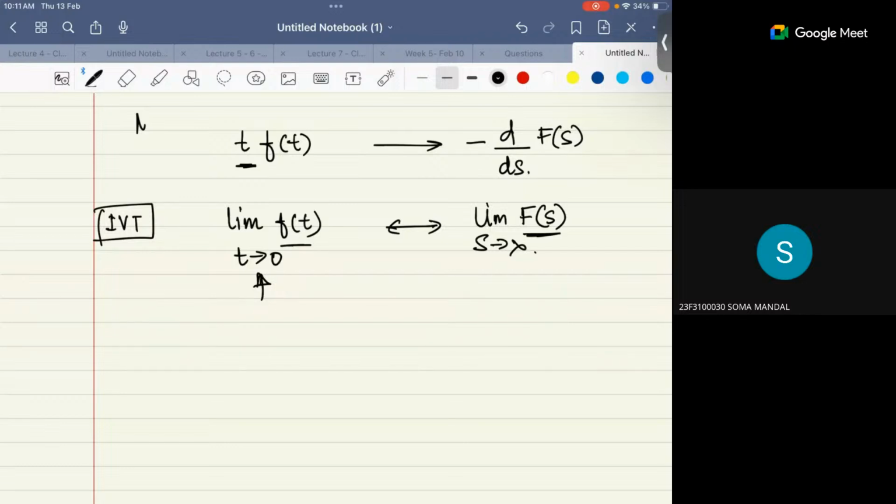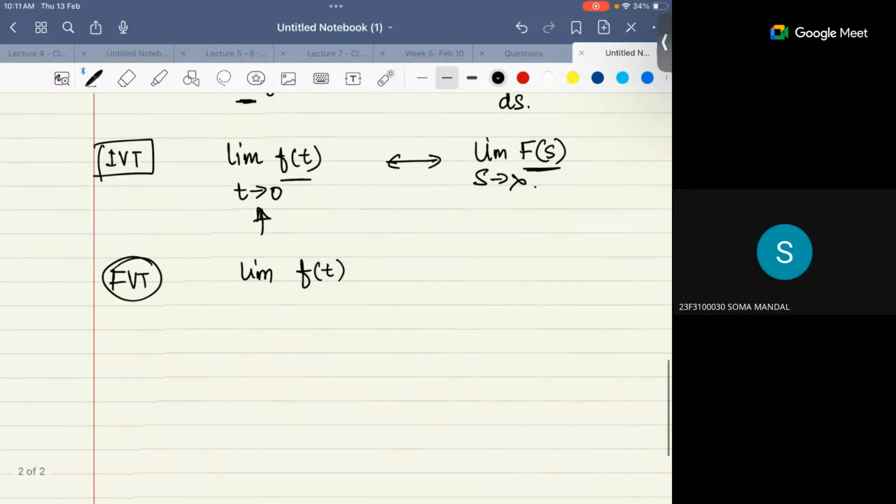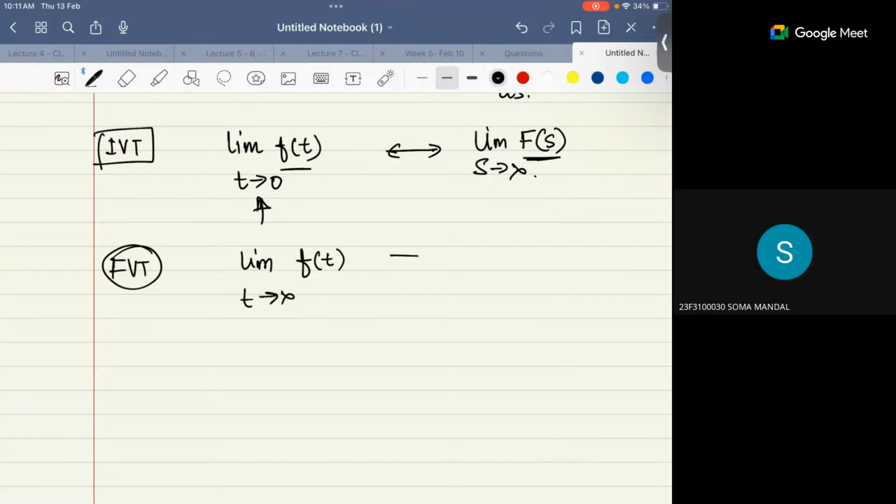Or there is a final value theorem also. For example, if you want to know the value of the signal as t tends to infinity, what can you do? If you have the Laplace transform for the same signal, then from there also you can calculate it, just put s equals 0.